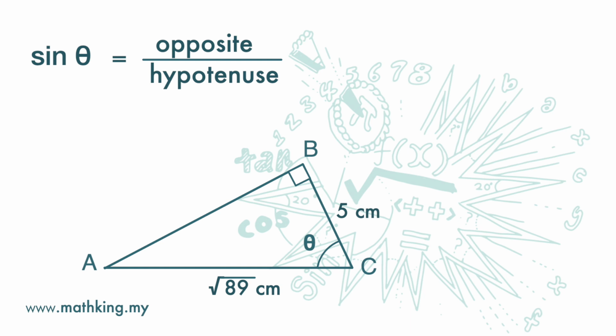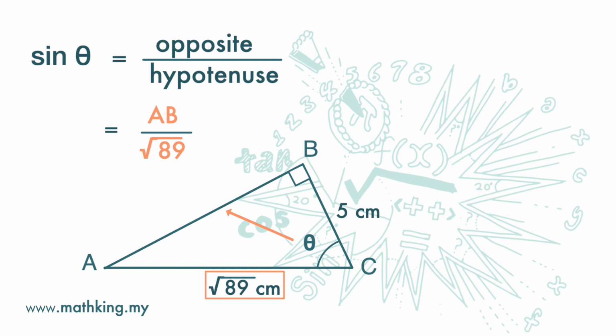So is this one. We want to find sine theta. Sine theta is opposite over hypotenuse. The opposite of theta is AB, but we do not know the length of AB. The hypotenuse is square root 89. So sine theta is AB over square root of 89.